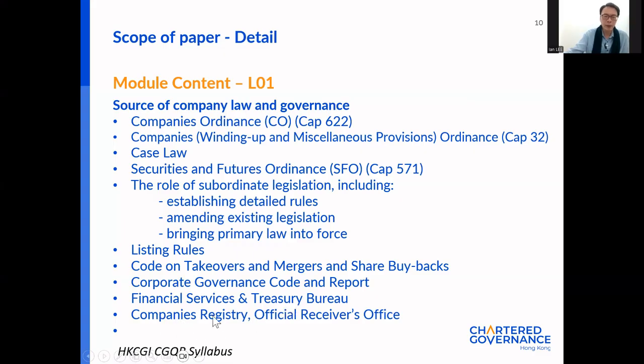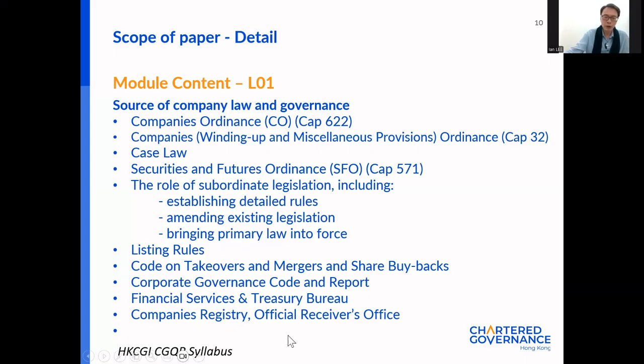Then a very important department is the Companies Registry, because many, I would say all, of the compliance requirements under Cap 622 are basically monitored by the CR. Every year you have to submit an annual return. If you have a change of location of your registered office, change in location of where you store your registers of members, or any change in directors or company secretary, then you must submit a form to the CR, the Companies Registry.